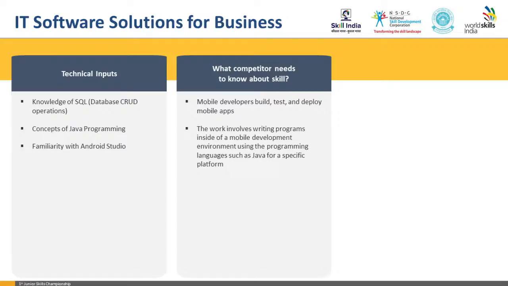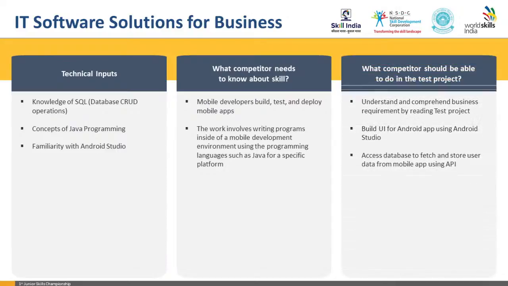This knowledge will be tested in different ways: through MCQs in the first round and through the actual implementation of test projects in further rounds. A test project can also be termed a question paper, but in our terminology of the Junior Skills Championship, we call it a test project. Moving to the details of a test project, for every round excluding the qualifying round, which is round 1, the candidates will be given a detailed test project.